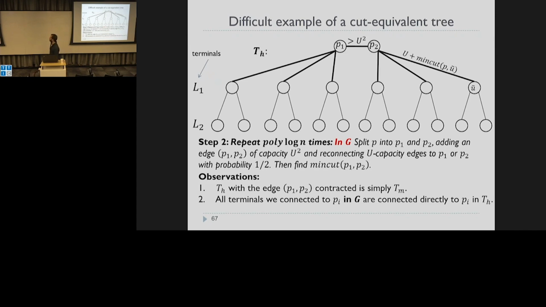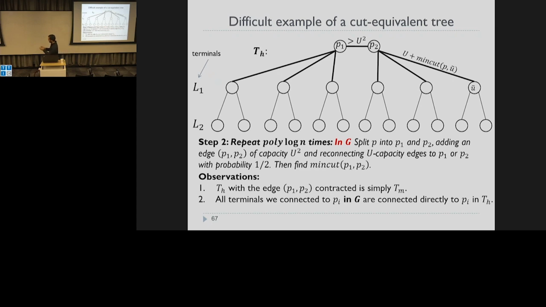Then in the second step, we repeat the following polylog n times. In G, we take P, and we split it into two, P1 and P2. We add an edge of infinite capacity, a bigger infinite, U squared in this case. And then we reconnect the edges of capacity U, either to P1 or to P2 with probability 1/2. And then we find the minimum cut between P1 and P2. So we repeat this polylog n times.